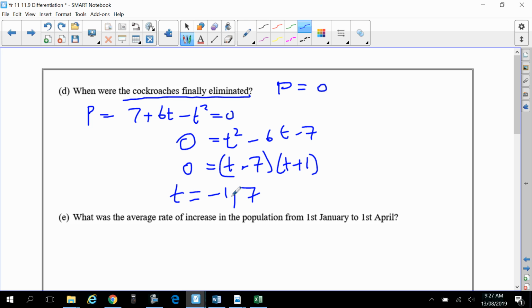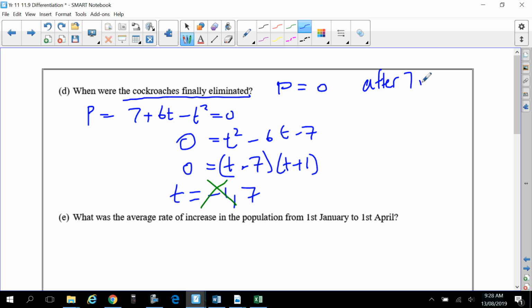Can t be negative? No, why? t is time, because we start examining the number of cockroaches on 1st of January. I mean, you could interpret that as 1st of December, but we haven't started charting the number of cockroaches before then. So anything before that will not be used. We only look at things afterwards. So when would it finally be eliminated? It will be after 7 months.